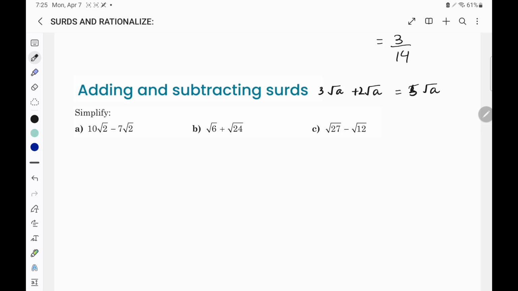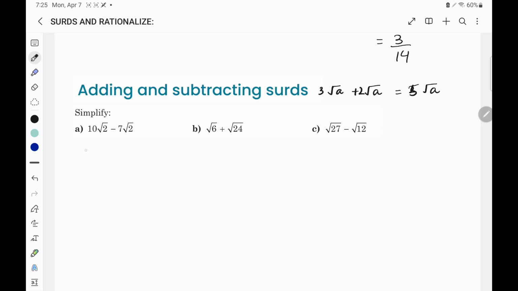Now come to this question. If it's not like that, you cannot simplify more, otherwise you will have to use prime factorization, try to make the same surd and then add or subtract. You cannot simply subtract different surds. No, it's not like that.